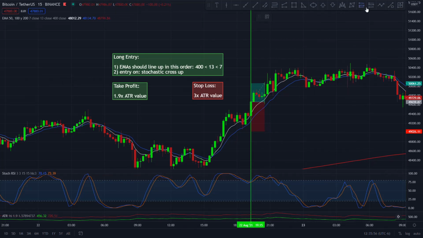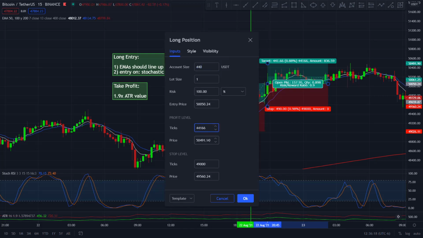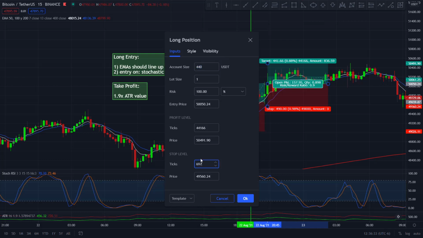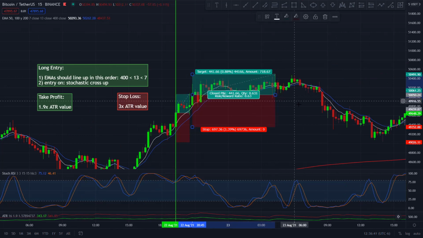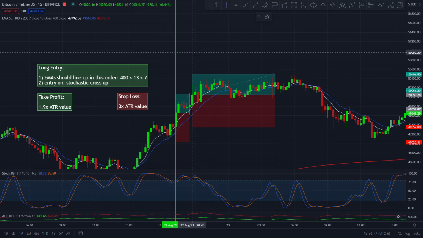As you can see, we are going to have a lot of entries. That's why this strategy only took around 18 days to complete the 100 trades. So we are doing the same process. We take a look down on our ATR indicator. You can see our take profit is going to be 441.66. So let's type that in. And our stop loss is going to be 697.36. As you can see, we hit our take profit on this candle. So it's going to be a winner again.